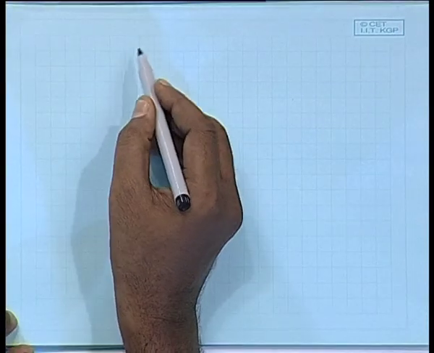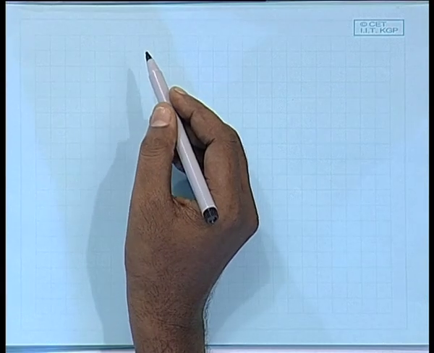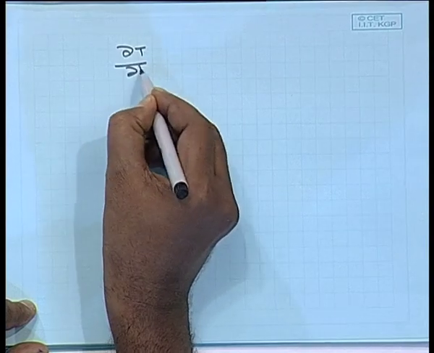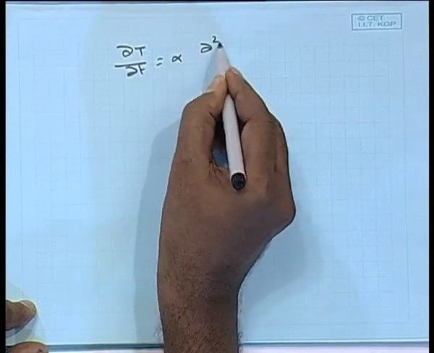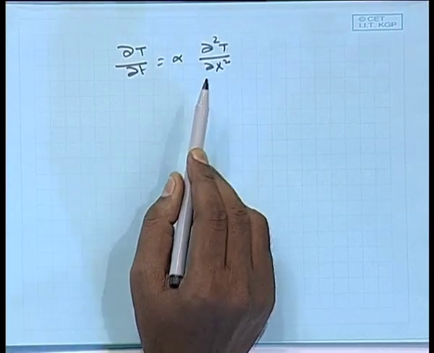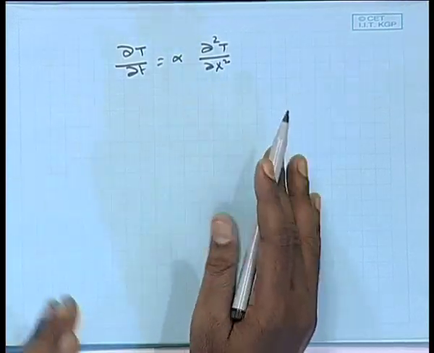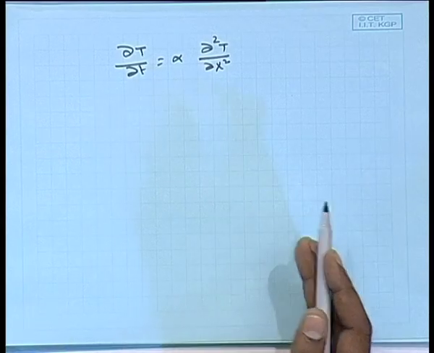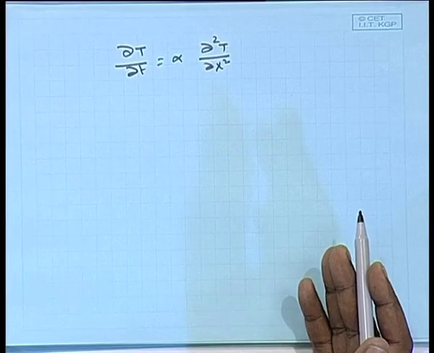Now, let us consider the first problem. Let us say we would like to solve this problem: del T del t is alpha del square T del x square. First, you understand all these one dimensional transient problems, then later on, once the basic fundamentals of the solution schemes are clear to you, we will go for higher dimensional transport processes like 2 dimensional, 3 dimensional, so on and so forth, and radial coordinates.